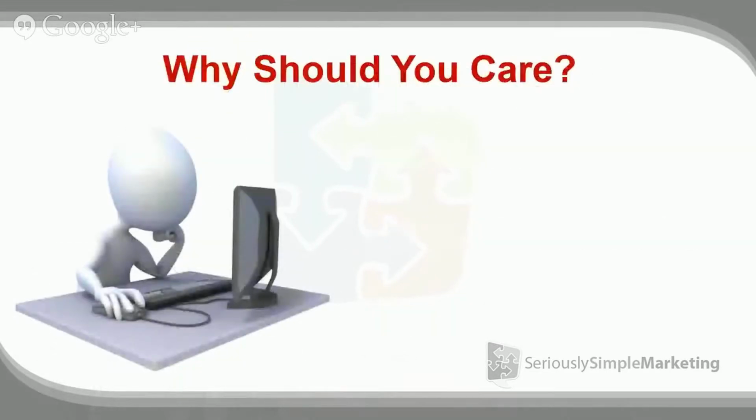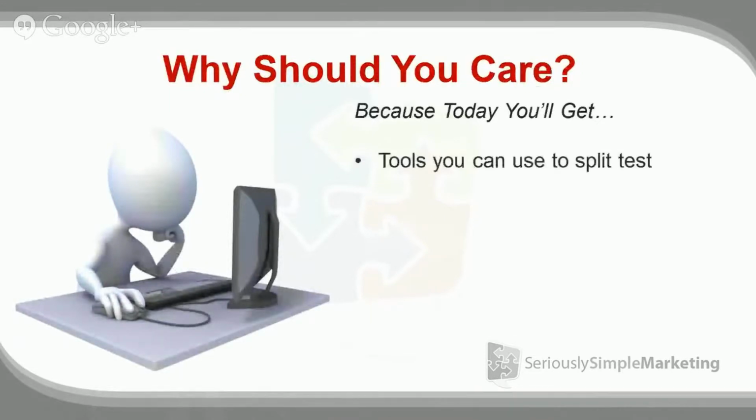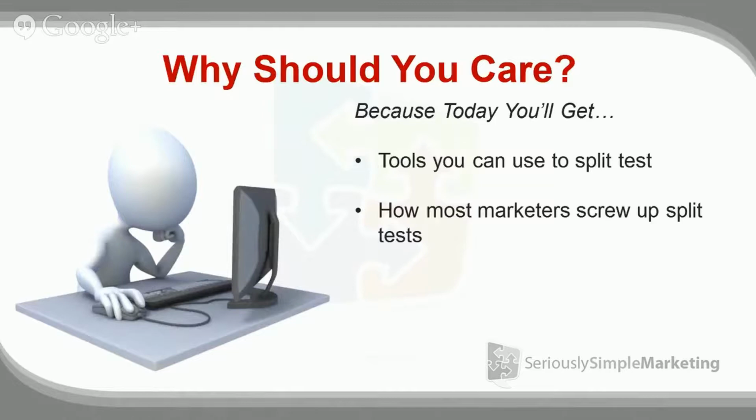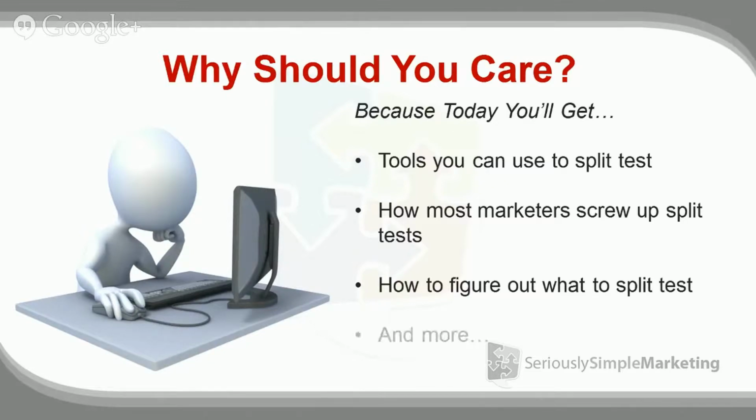All right, so let's talk about the episode today and why you really should care. First, today we're going to talk about tools you can use to actually start to split test if you're not already. We're going to talk about how most marketers screw up split tests. And this isn't just a headline. It's actually been batted around that about 90% of split test quote unquote results are not actually great results at all. So we'll talk about that and how you can avoid being one of those marketers. And then we'll talk about how to figure out what to split test. In some ways you can do that to help you get started as well. Of course, more than likely you'll pick up a few other things.